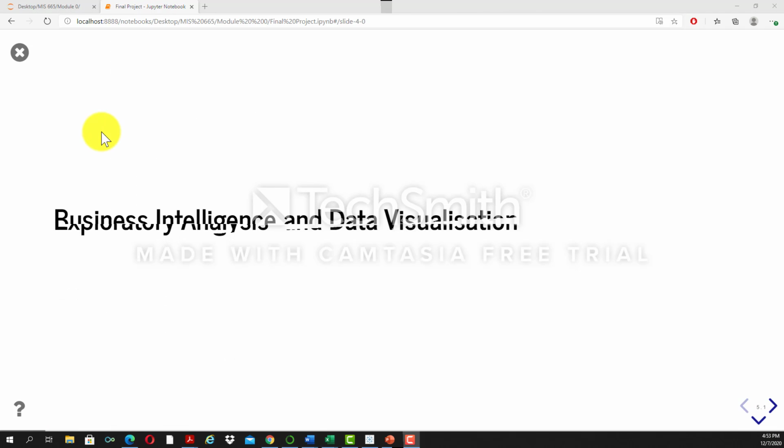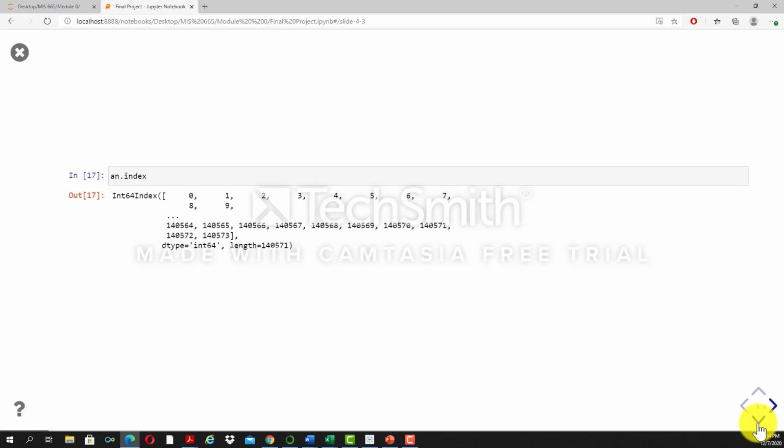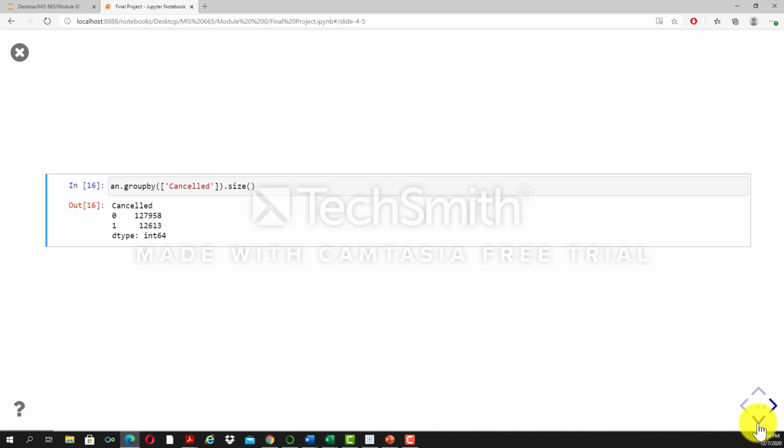Okay, we're going to talk about business intelligence and data visualization. I have a lot of stuff to talk about here, but due to time constraint, we're going to reduce it to about 2 minutes. So first of all, we're going to look at indexing. We make maturity data the index.